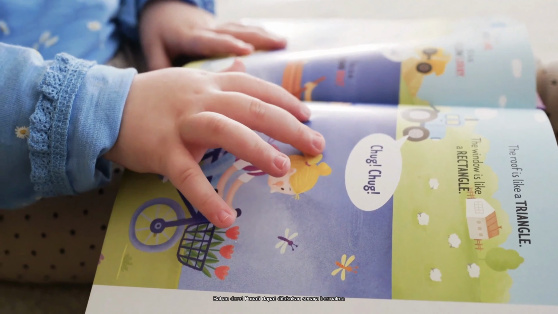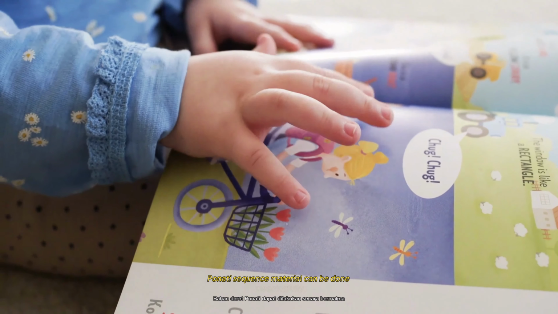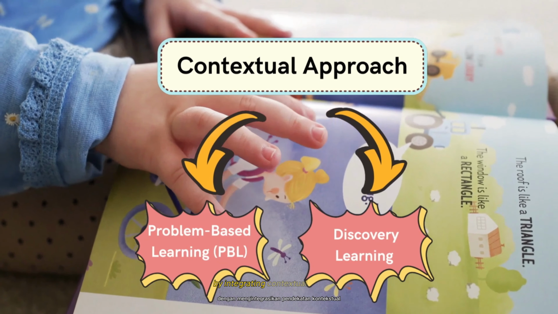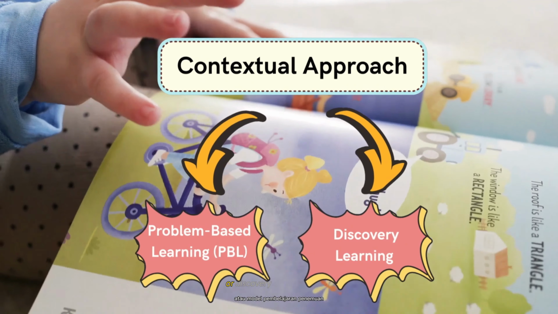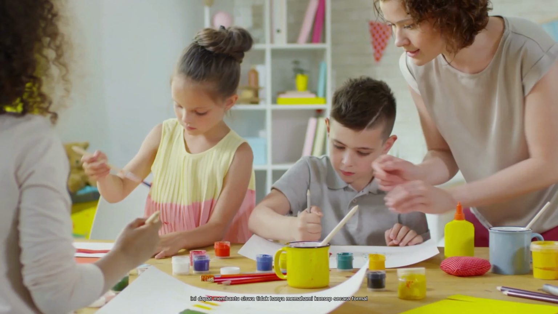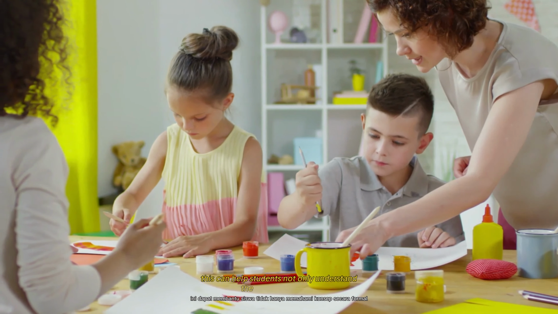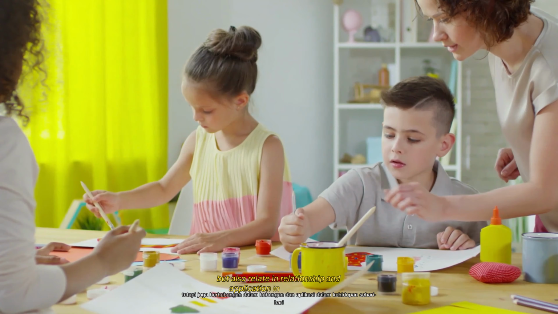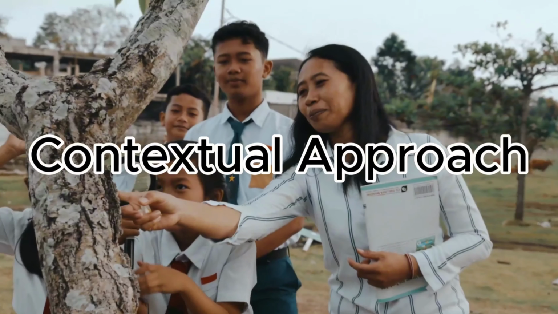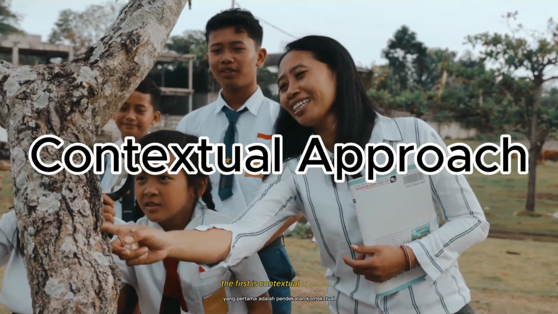So, learning with Fibonacci sequence material can be done meaningfully by integrating a contextual approach and collaborating it with problem-based learning or discovery learning models. This can help students not only understand the concept formally, but also realize its relationship and application in everyday life. The first is the contextual approach.